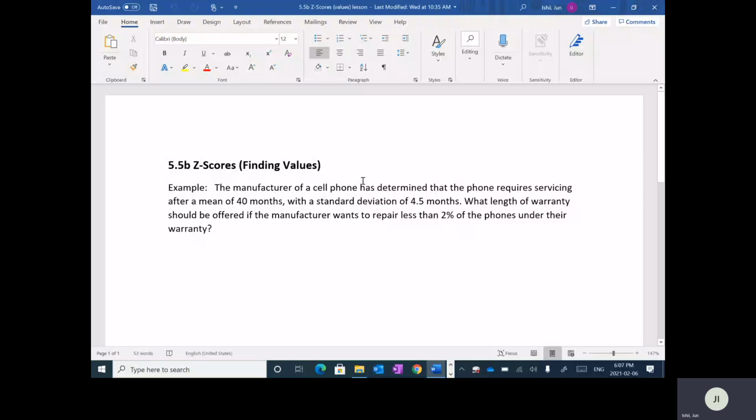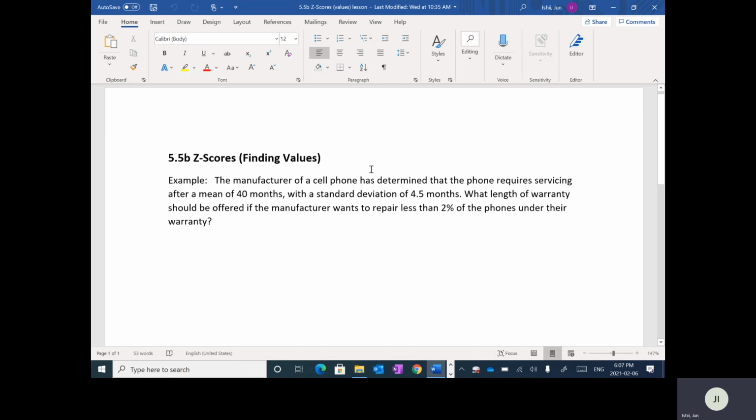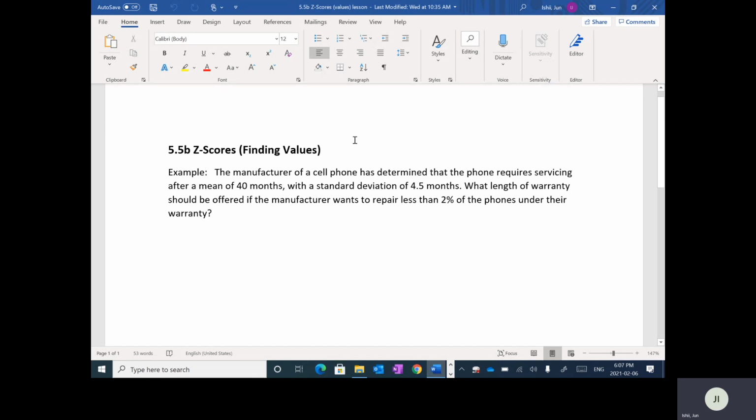All right, the last lesson in the stats unit. We're still going to be dealing with z-scores, but this time we're going to be finding values. In the last video we were finding percentages. This time what we want to do is find values, which is kind of like doing what we call a reverse lookup. It's best illustrated through an example, so I'm going to do this example here.